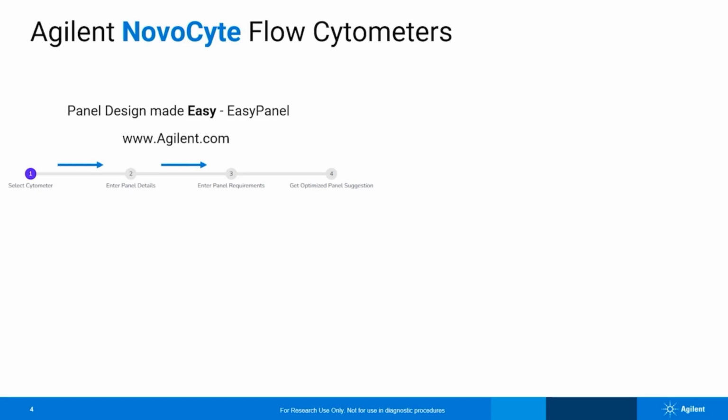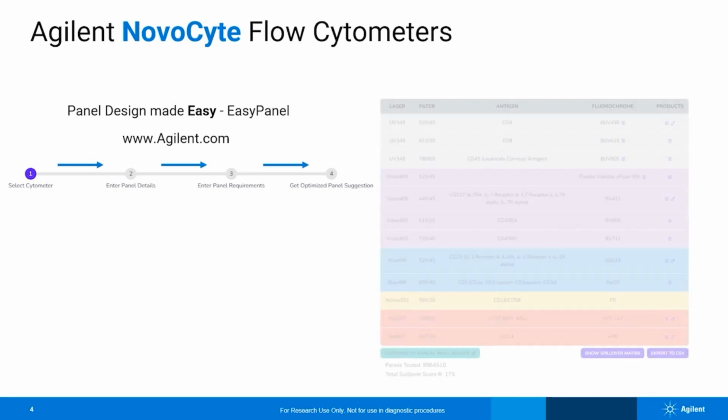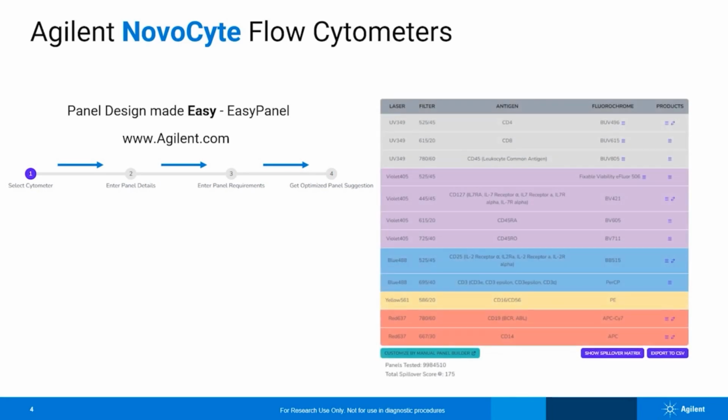The next step is to define if you want to use a viability dye or not, and whether you want EasyPanel to decide which one. Then let EasyPanel determine the most optimized panel, taking into account pairing bright fluorochromes with low antigen density and vice versa, fluorescence spillover, and any groupings you have defined in the setup. A panel is provided to you with a visible spillover spreading matrix, as well as a score so you can compare between different panel options.